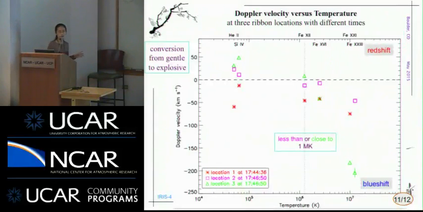We also further studied the evaporation types using multiple temperature lines from IRIS and EIS. And we selected 3 ribbon locations where evaporation is undergoing. So at the early time at location 1, the red side, we can see all the lines show blue shift as gentle evaporation, and it converts to explosive evaporation at later time at locations 2 and 3. The cool lines show the redshift, and hot lines show the blue shift.